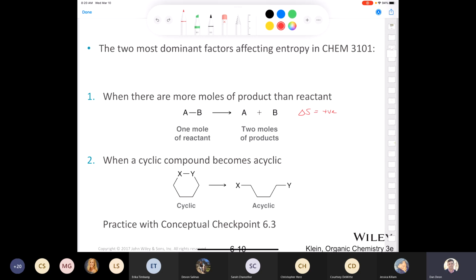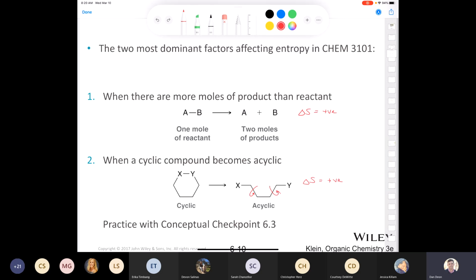In this case, the entropy is increasing. If I ask my students why, and I've done this in the past, you get some really simple answers, but they're always right. My students will say, come on, there's rotation around these bonds. The conformations of a ring are much more constrained than when I have something linear. Since the acyclic form can adopt more conformations, it's more disordered, and therefore the delta S is going to be positive. So these are the two dominant factors you have to be concerned with with respect to entropy.